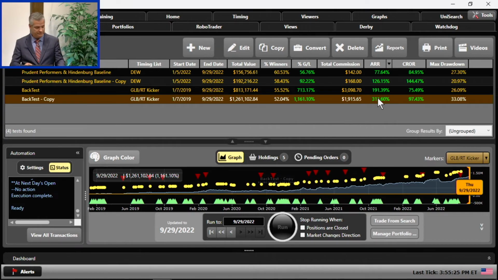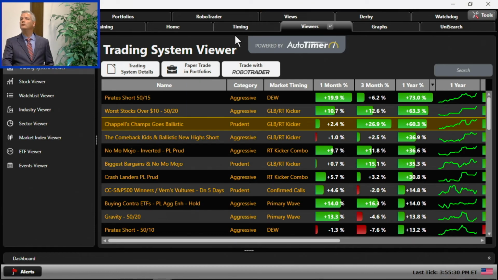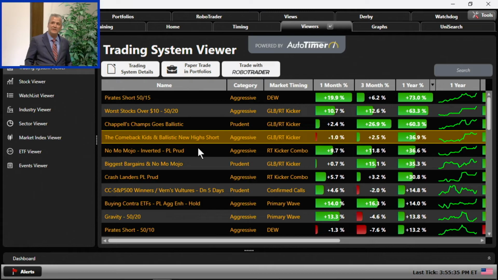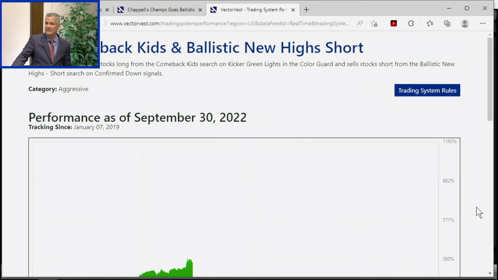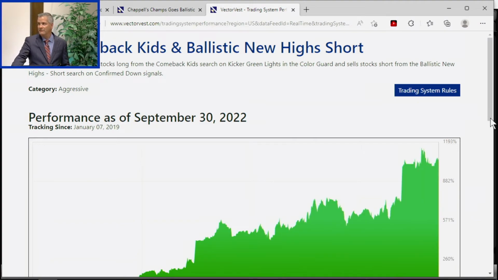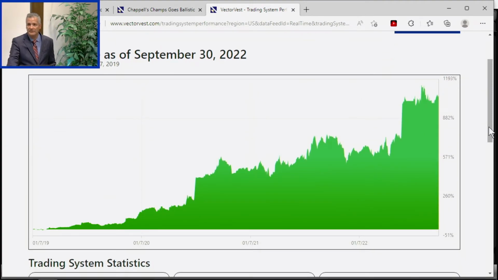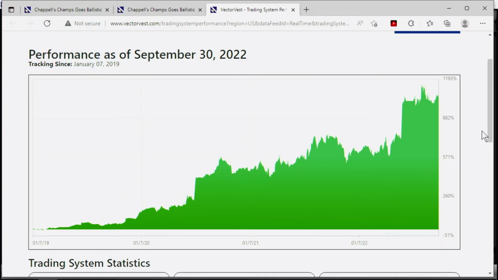Final guidance. Oh, 2 new systems. Viewers. Trading system viewer. There's a new one called the Comeback Kids and Ballistic New Highs Short. It's up 36% so far this year. If you look at the trading system details here at the top, as Jerry showed you, this one is dynamite too. Very consistent, very steady, very little trauma in the COVID collapse. Again, it's like, what trauma? There's none. Drawdowns have not been near as prolific as even Chappell's Champs.